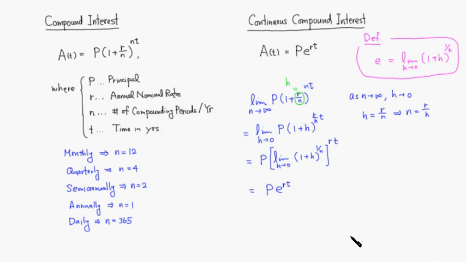So that's where they got the continuous compound interest formula, which is P times e to the rt. That's how we got the continuous function. It was just taking a limit of the compound interest formula as n approaches infinity. That will give us the formula for continuous compound interest. That's it. So now we know where this e came from. I hope that this was clear.